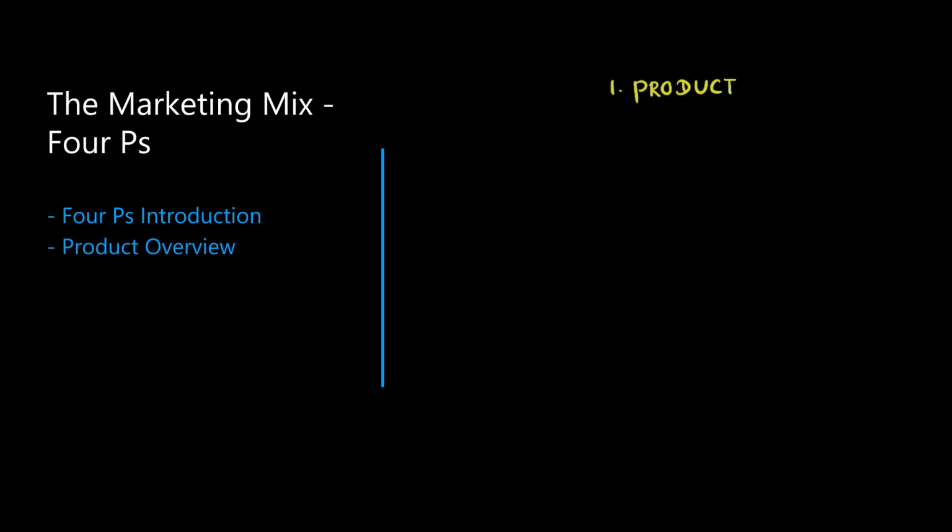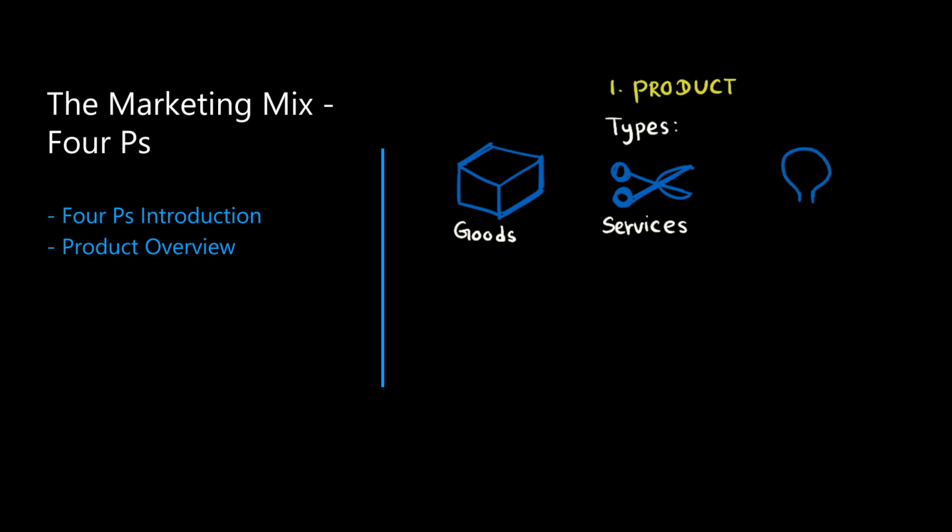Product is where everything starts. You can't set a price or plan distribution without knowing what you're offering. Products can be goods like smartphones and clothing, services like haircuts and accounting, or even ideas like environmental conservation or blood donation.